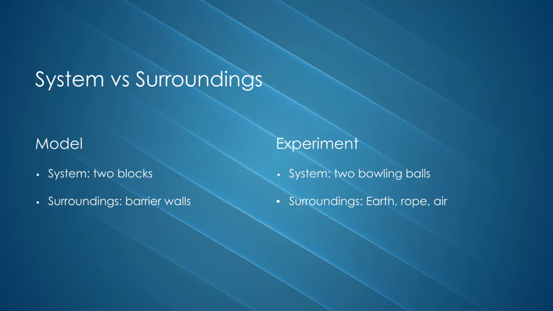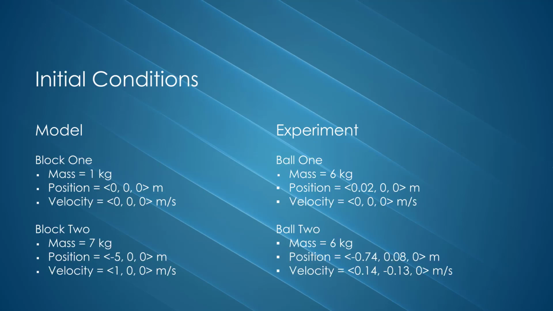System versus surroundings. For our model, the system is the 2 blocks, surroundings are the barrier walls. For the experiment, the system is 2 bowling balls, and surroundings are the earth, the rope, and the air. Our initial conditions for both the model and the experiment are shown on screen right now.